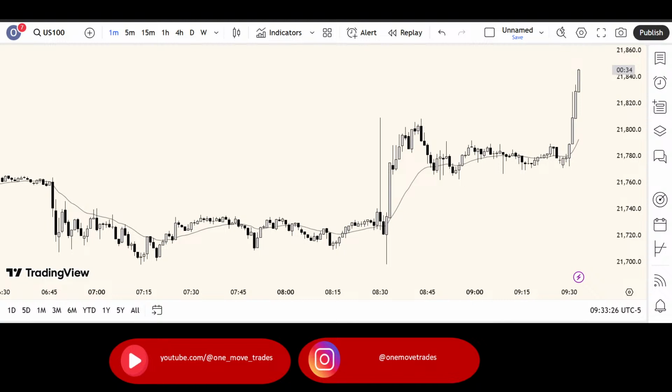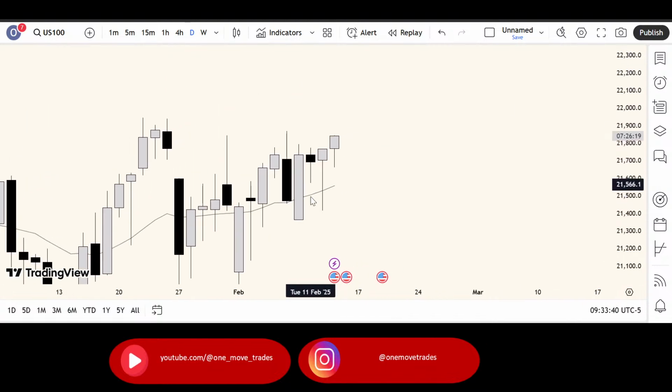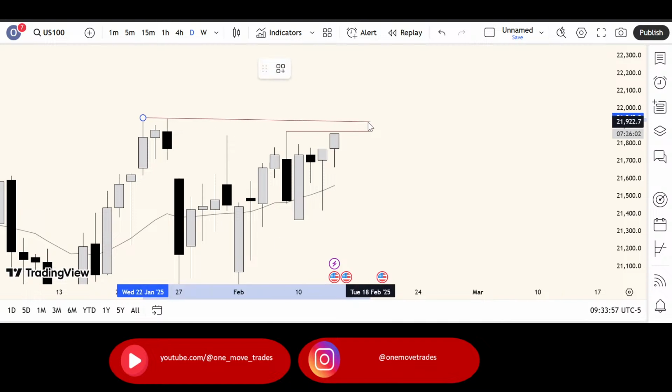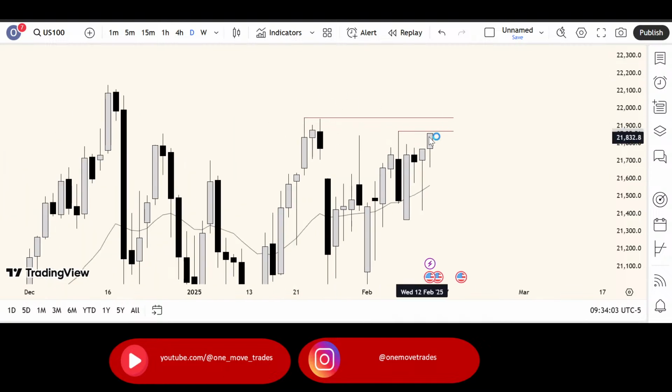So let's check on the Nasdaq and make this an awesome trading day. So we have here Nasdaq. Let's go on daily. I have a bullish idea for today's bias. We can go for this Friday high, and also we have these equal highs. So price could take this buy side liquidity.